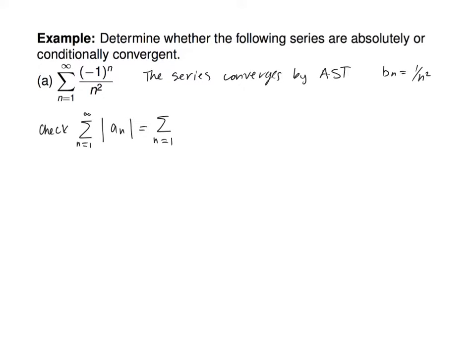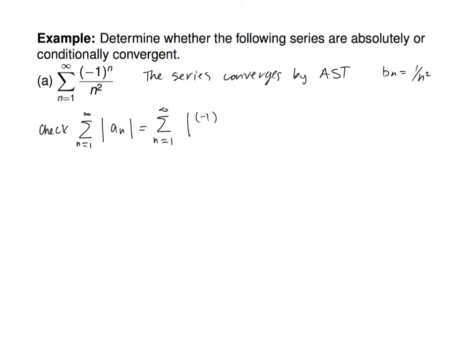Oh, good question. How do a sub n and b sub n differ? With that AST notation, b sub n is just what part of the series? I think somebody said it, the positive part. Does that make sense? What is AST again? Oh, alternating series test. Okay. Sorry. Whereas a sub n includes the negative part. Does that make sense? Okay.